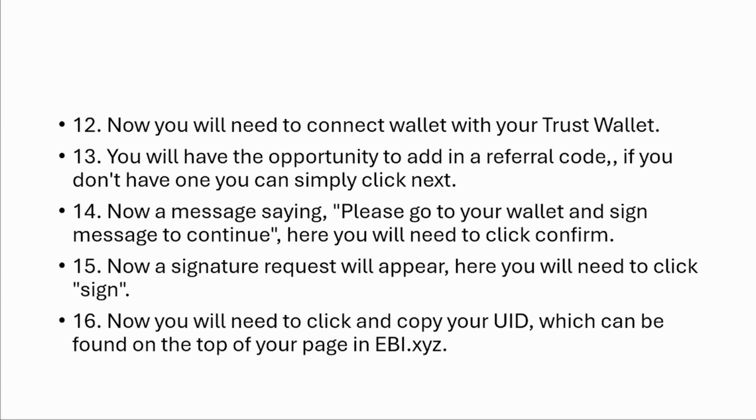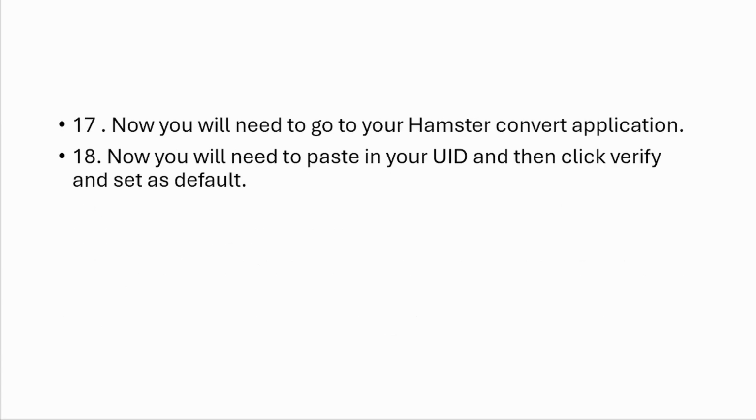Step 16. Now you'll need to click and copy the UID, which can be found on the top of the page in abi.xyz. Step 17. Now you'll need to go to the Hamster Convert application. Step 18. Now you'll need to paste in the UID and then click verify and set as default.